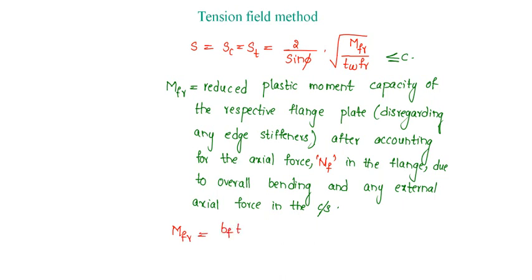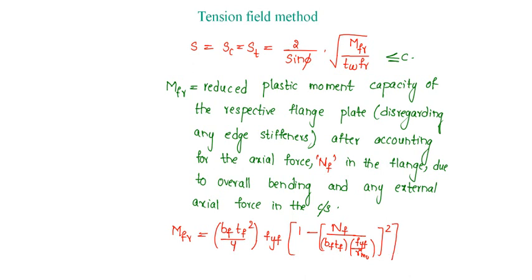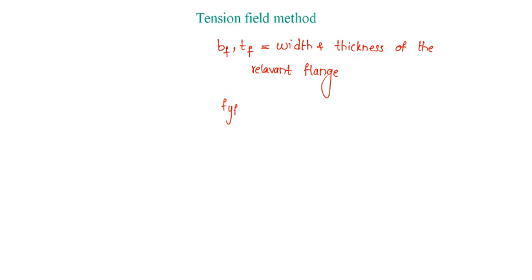breadth of the flange into thickness of the flange square by 4. So this is Zp into fy, given as fyf into 1 minus (Nf by (breadth of the flange into thickness of the flange, which is the area, into stress, which is fyf, that is yield strength of flange, by gamma m0)) whole square, in which bf and tf are width and thickness of the relevant flange, and fyf is yield stress of the flange.